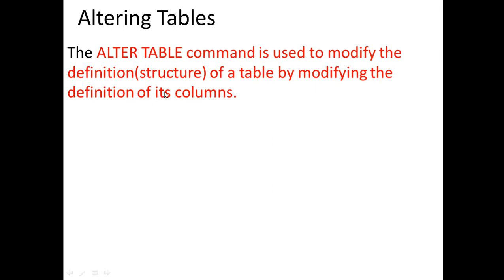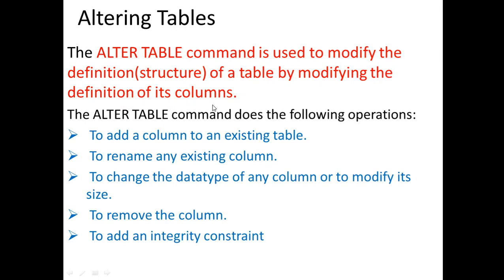Definition of the column means you can change the name of the column, change the size of the column, or add or remove any constraint on the table for any specific column. All these functions can be done with the help of the alter table command, and this command is very important. So all these points you should remember.